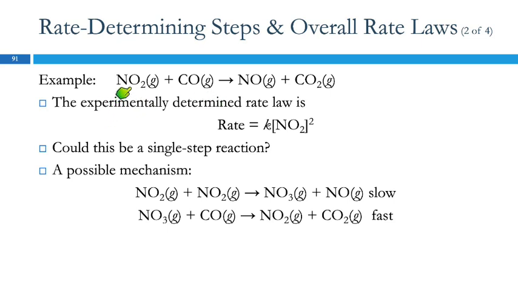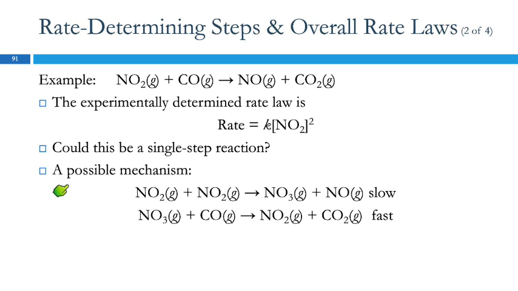So for this reaction between NO2 and carbon monoxide, the experimentally determined rate law is this: the rate constant times the concentration of NO2 squared. Could this possibly be a single-step reaction? Well, what about the CO, right? These guys have to run into each other at some point. That doesn't show up at all in here.